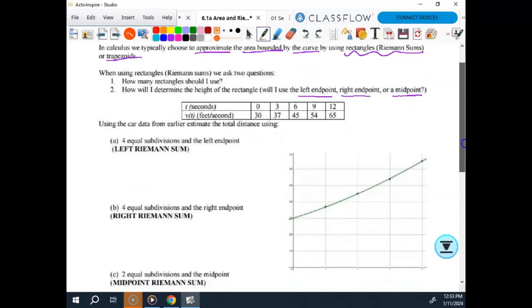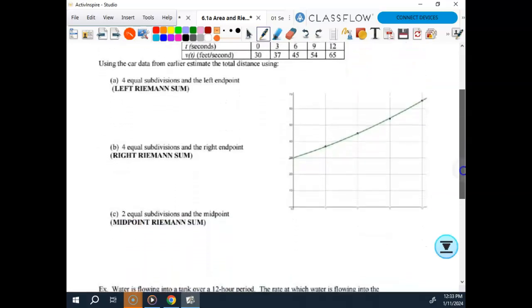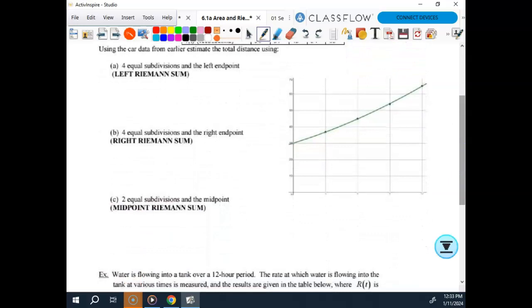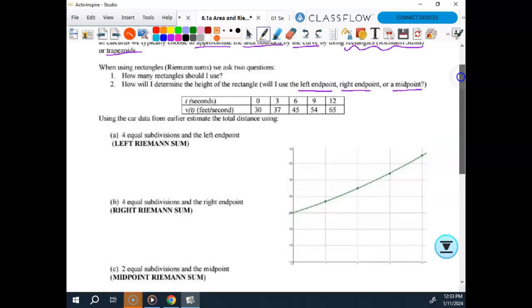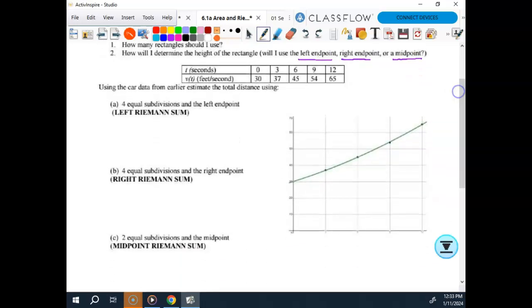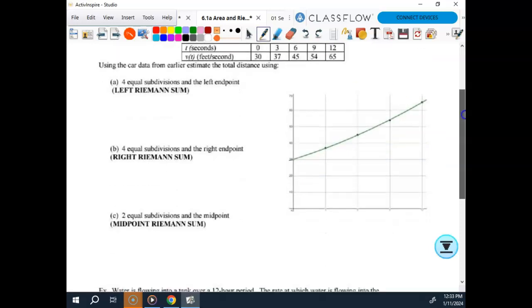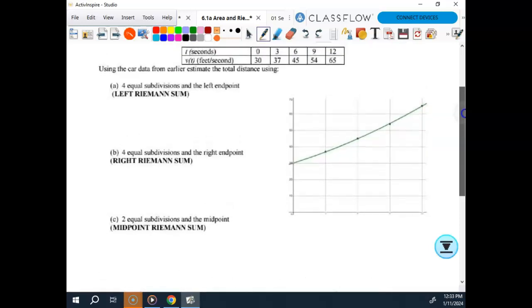Okay, so we're going to use the card data from earlier to estimate the total distance using the different ones. We have left Riemann sums, and we're going to redraw this a couple of times. I wish this was on more than one graph, and it was last year, and apparently these are a little bit different. Same question, but all right, it's fine.